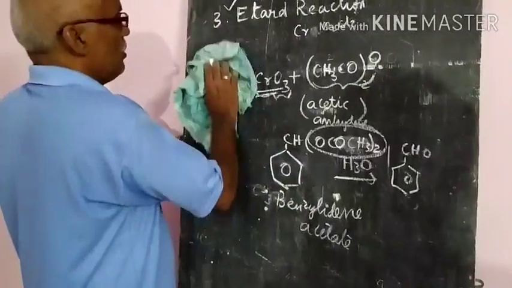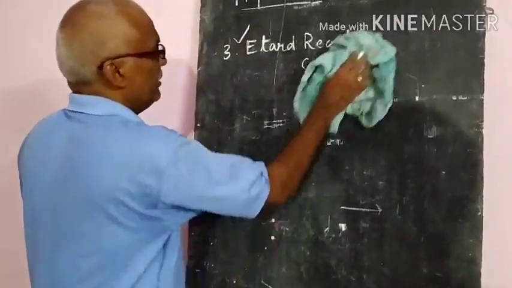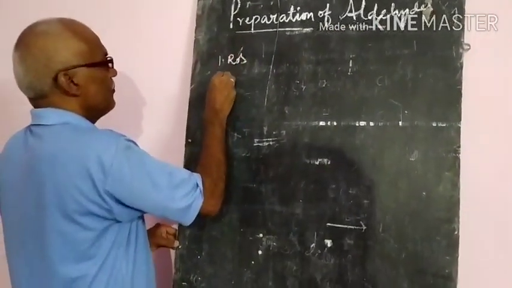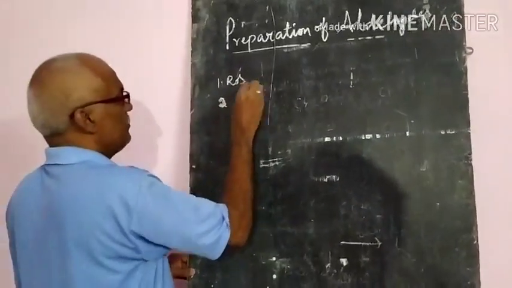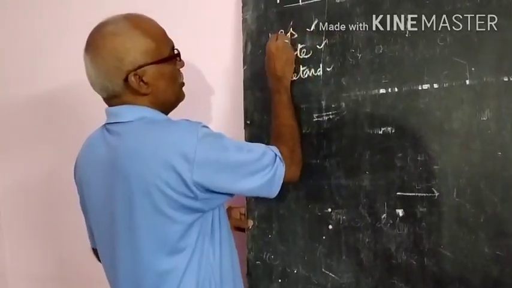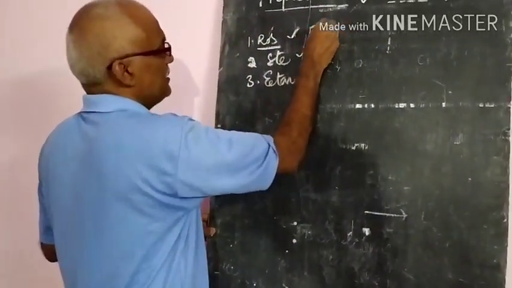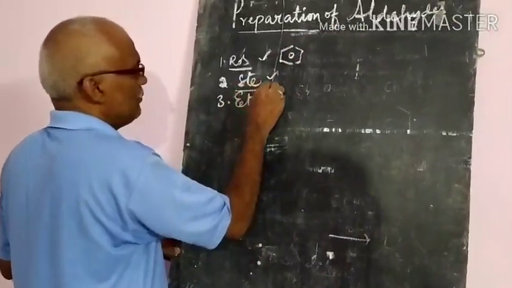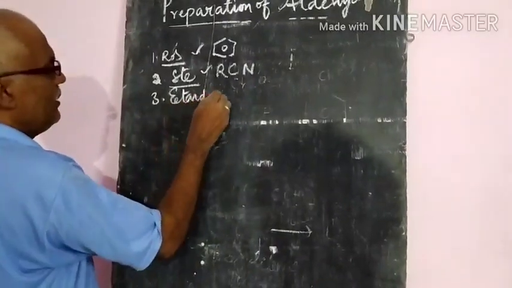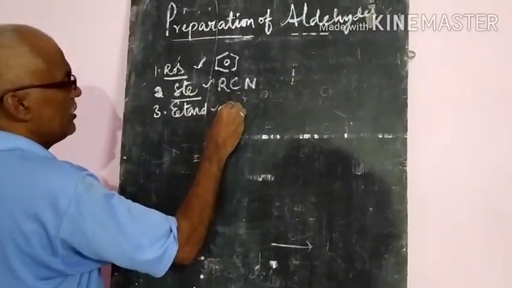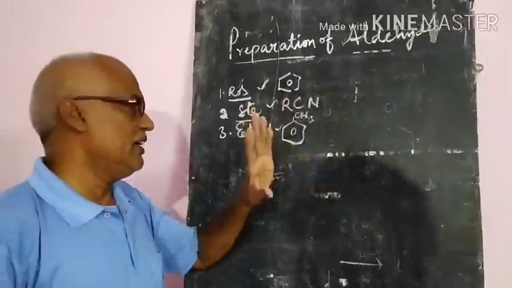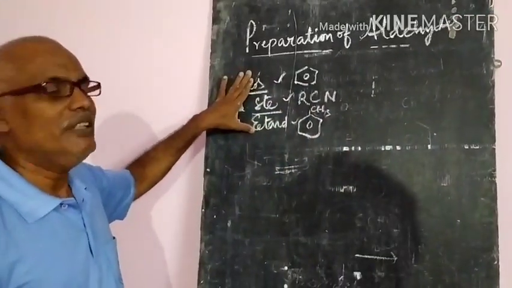So now, till now what we learned? Three reactions we learned. One is Rosenmund reaction. Second one, Stephen reaction. Third one, Etard reaction. So observe this. In Rosenmund, acyl halides will be taken. In the Stephen reaction, nitriles or esters are taken. In the Etard reaction, toluene or benzene derivatives are converted into the aldehydes. So these are the three important reactions you should learn.